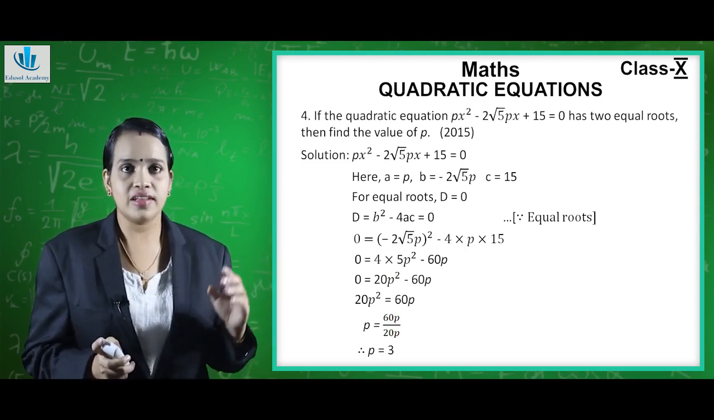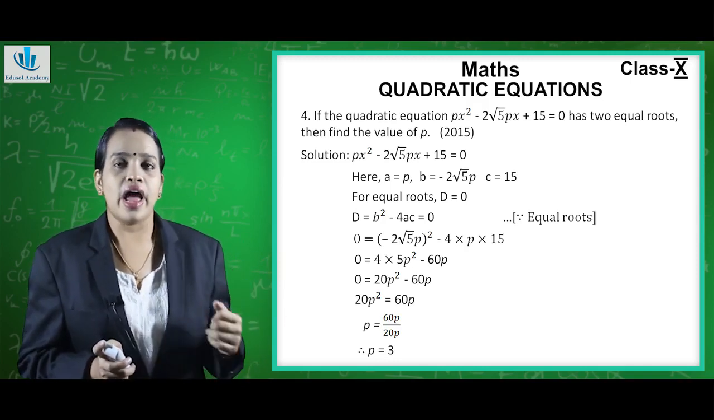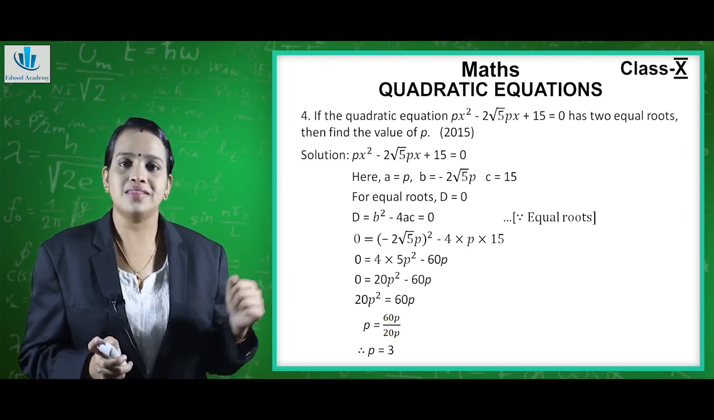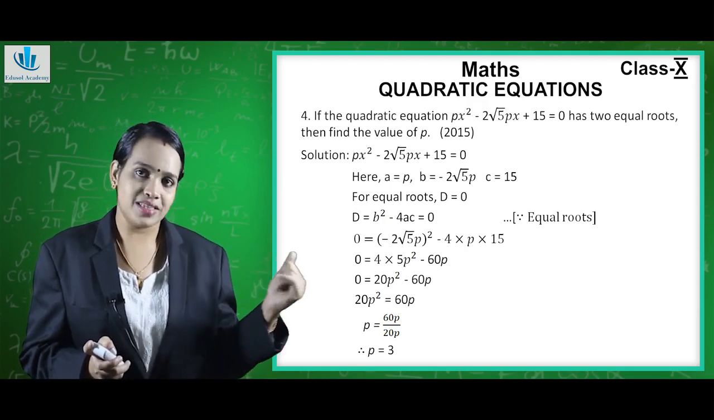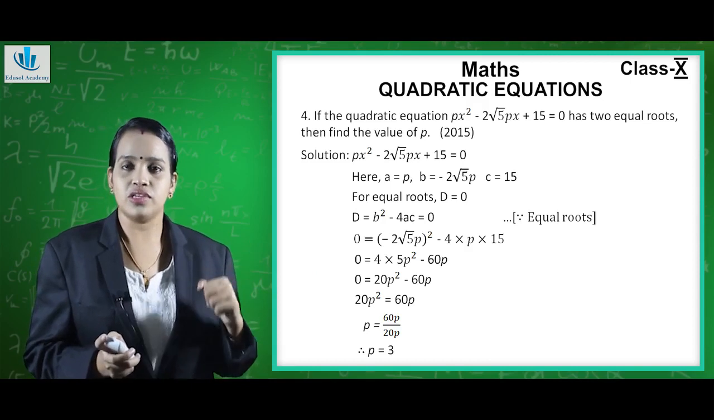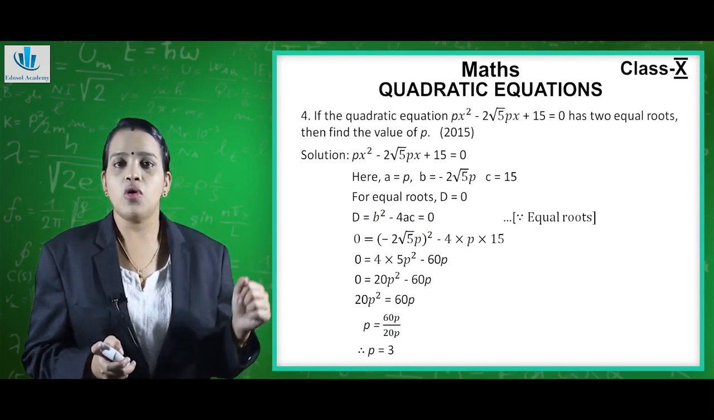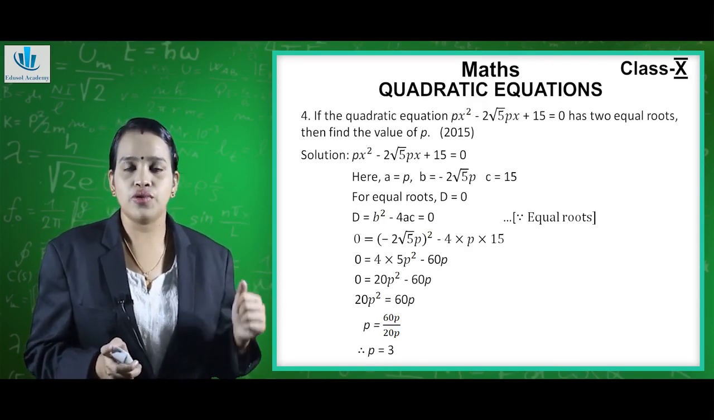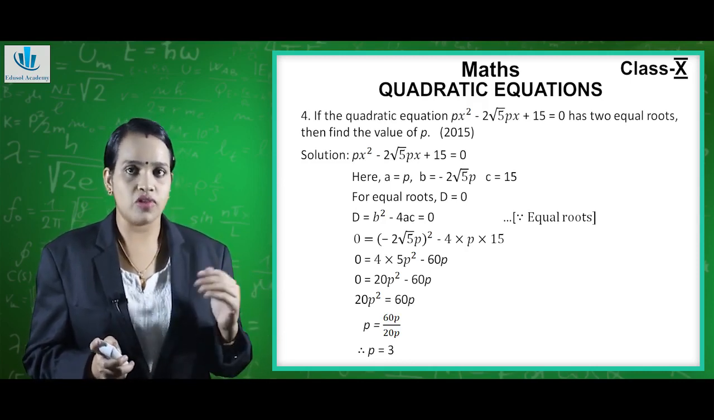Now, it is already said in the question that roots are equal, that means D is equal to 0, and our D is equal to b raised to 2 minus 4ac, which is equal to 0. Now, we can put the value of b, a and c over here. So it becomes 0 equal to (minus 2 root 5 p) whole raised to 2 minus 4 into a, which is p, into c, which is 15. Now, we can solve it.